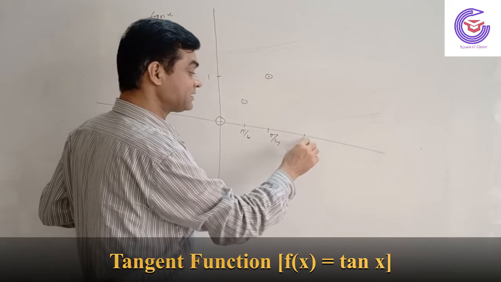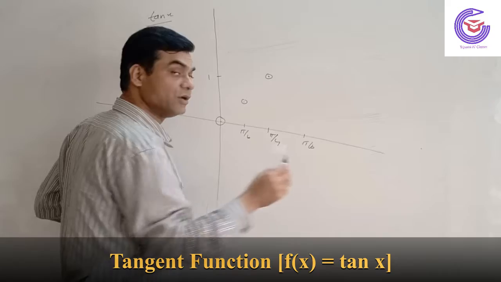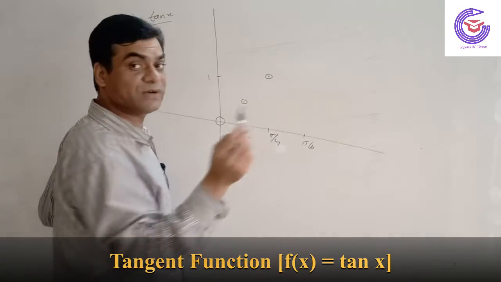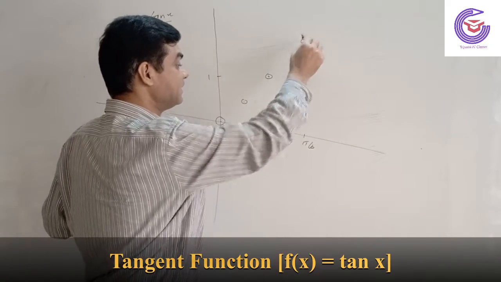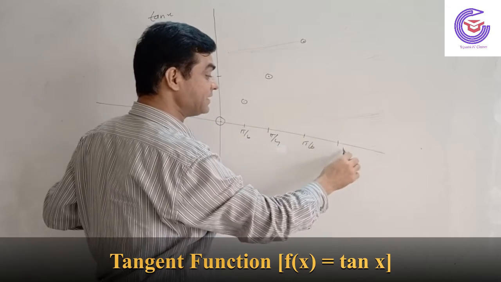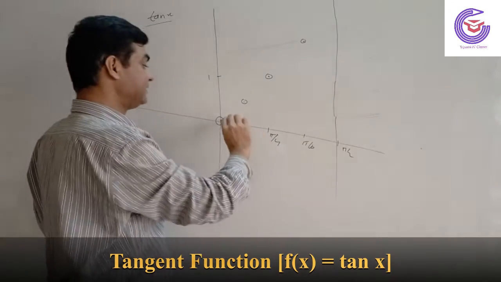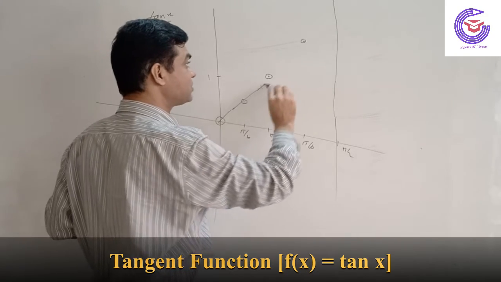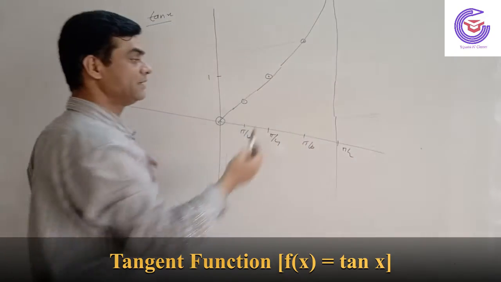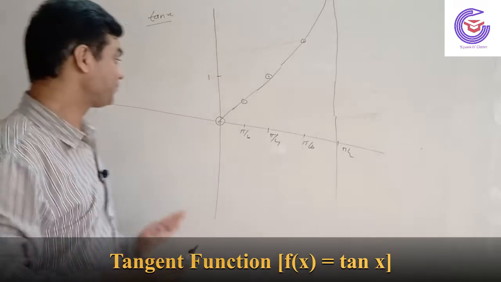Okay. At pi by 3, the value is root 3, and root 3 is about 1.7. Suppose it is coming somewhere here. And then at pi by 2, what happens? It becomes infinity. So here you plot a line. This starts at 0 and goes to infinity. This is between 0 and pi by 2.